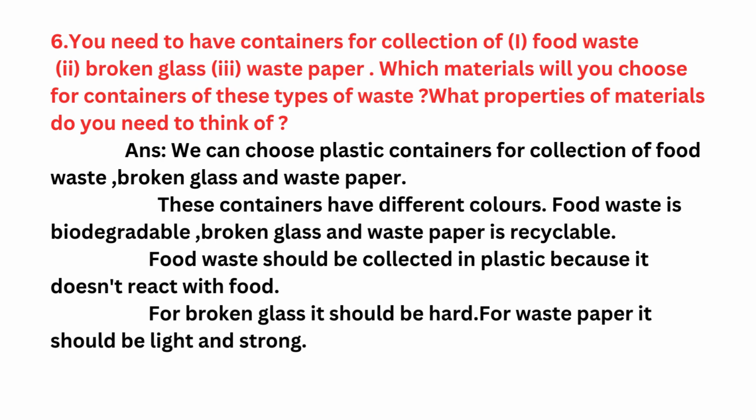Question number 6. You need to have containers for collections of food waste, broken glass, waste paper. Which materials will you choose for containers of these types of waste? What properties of materials do you need to think of? Answer, we can choose plastic containers for collection of food waste, broken glass and waste paper. These containers have different colors. Food waste is biodegradable, broken glass and waste paper is recyclable.